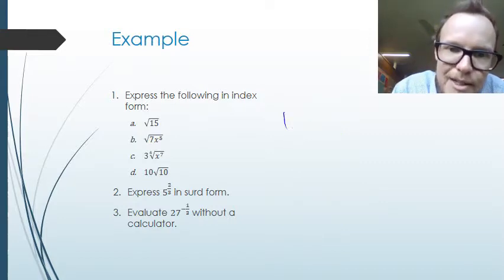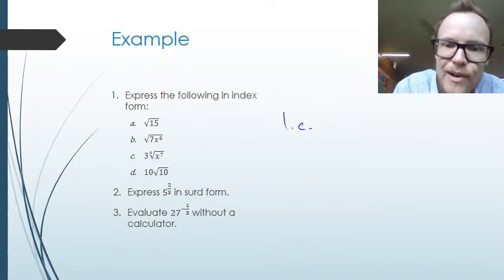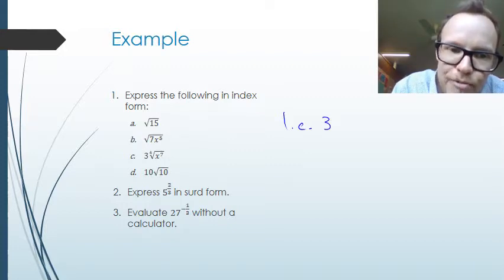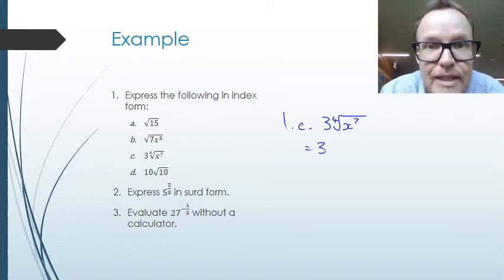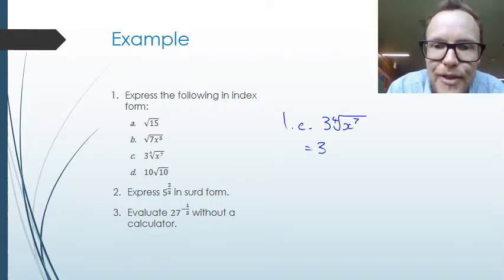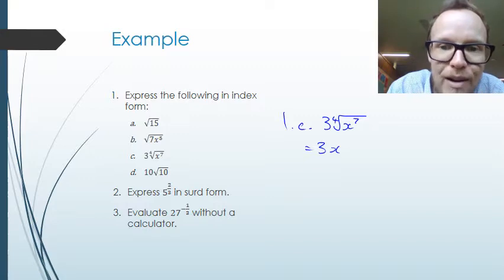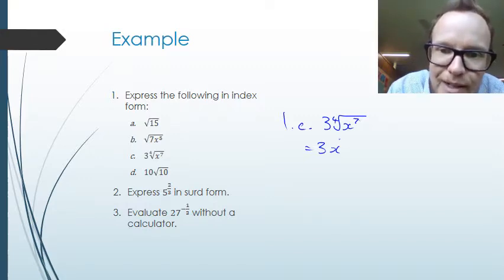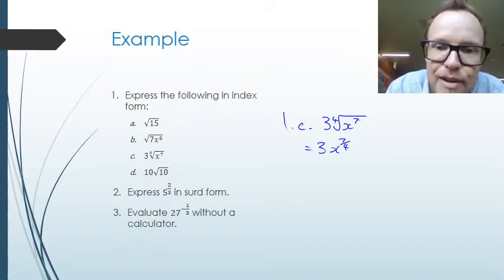Now let's look at 1c. We've got here that 1c is 3 times the 4th root of x to the power of 7. 3 is out the front by itself. It doesn't have any roots attached to it, so it is chilling by itself there. We've got the 4th root, so the denominator of our fractional index is going to be 4. The numerator is going to be 7 because we're raising x to the power of 7. So it's going to be 7 over 4. 3 times x to the power of 7 over 4.